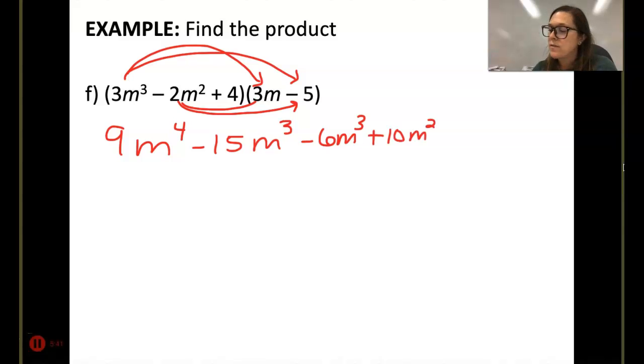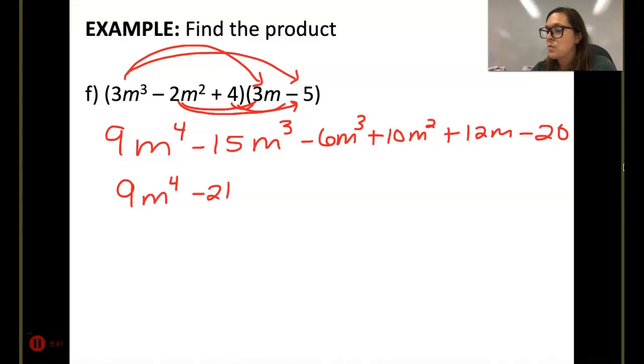Now we have one more set of distribution to do with that 4, so the 4 to the 3m gets me 12m, and then the 4 to the negative 5 gets you negative 20. So now we've got to combine all our terms together. There's no other 4th degree, or m to the 4th, so that one's done. Negative 15 and a negative 6 combines to make negative 21m to the 3rd. Looks like we only have 1 m squared.